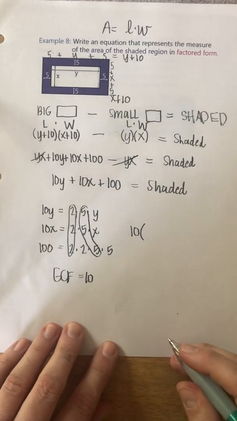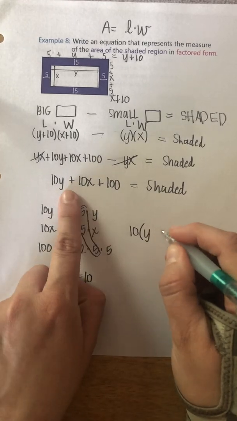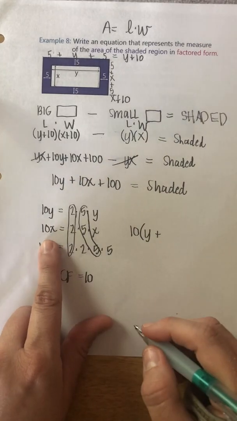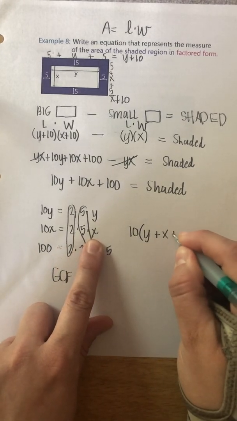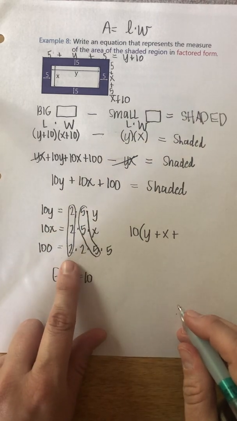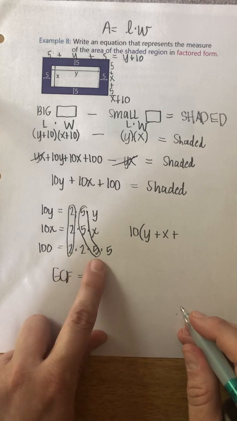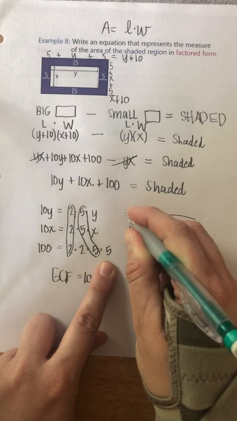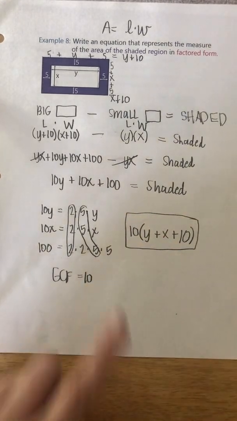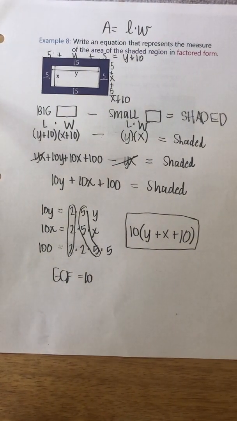Well, what's left from the first term when you take out a 10? All you have left is a y. Then I'm going to bring down my plus sign. What's left from the middle term when you take out a 10? All that's left is an x. Then I'm going to bring down my other plus sign. And then in the last one, what's left when you take out a 10? Remember, we're dividing it out. We're taking out the 2, we're taking out the 5 using division. What's left? A 2 and a 5, which gives us 10. And so this right here is going to be the answer for that. That is the area of the shaded region in factored form.